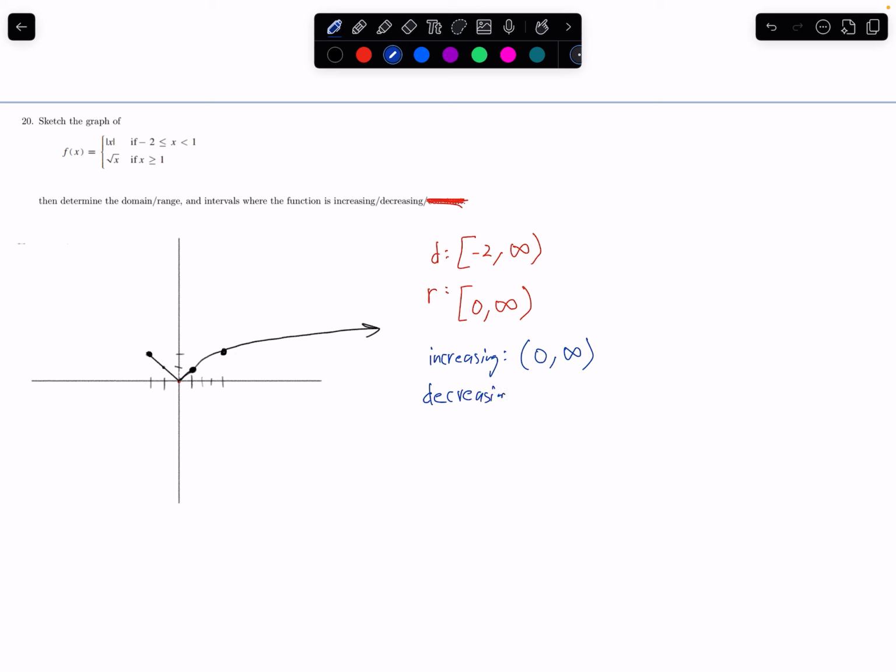And for decreasing, it's just this segment right here, from negative 2 until I hit 0.